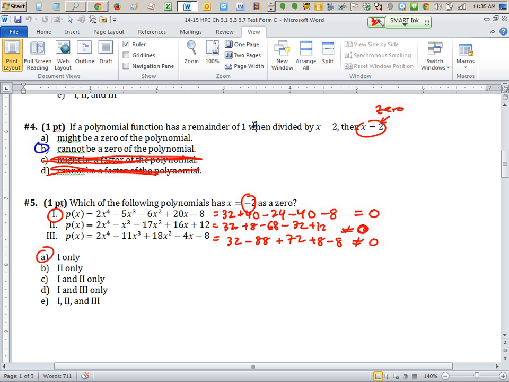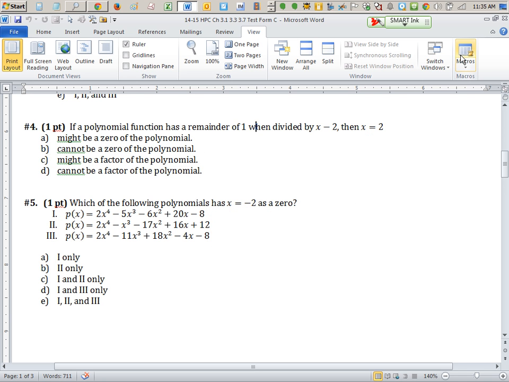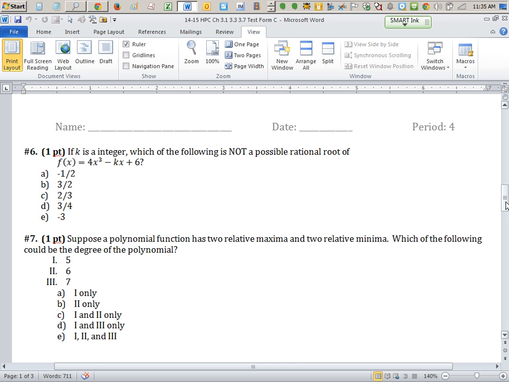All right? All right, let's go to number 6. If k is an integer, which of the following is not a possible rational root? So this problem really threw people for a loop. People thought that they were supposed to find k, but the truth was, the key to this problem is understanding this phrase. Possible rational root means p over q.